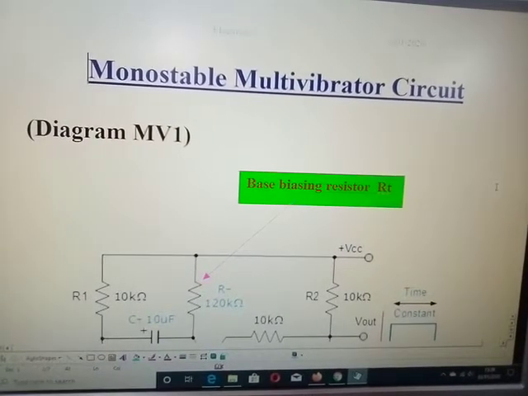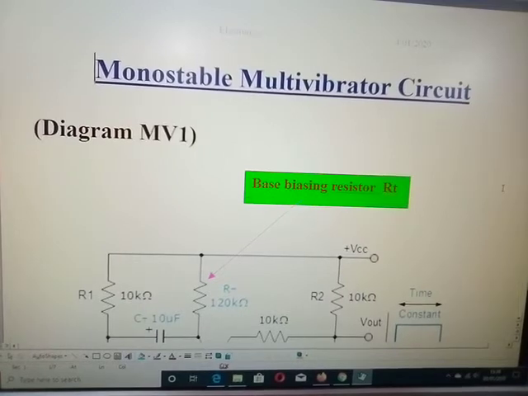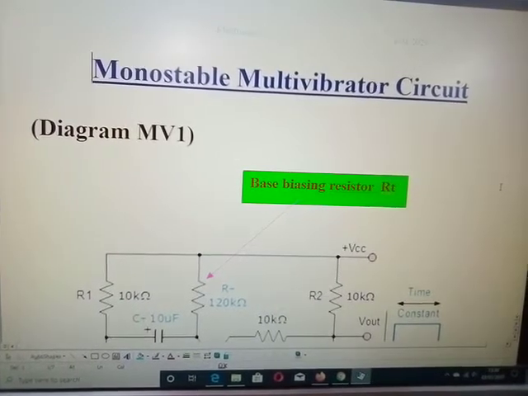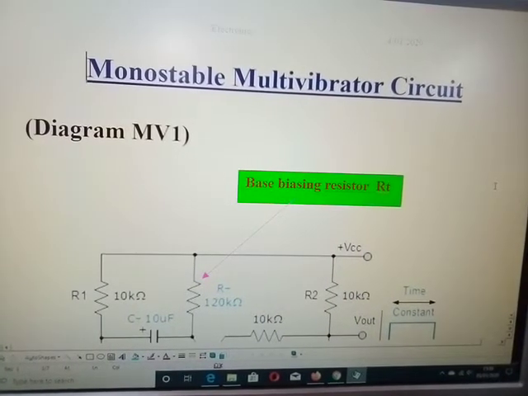Okay, welcome back. What I want to look at today is the monostable multivibrator circuit. Now, the monostable multivibrator circuit can be used to output a given waveform or a signal, okay?